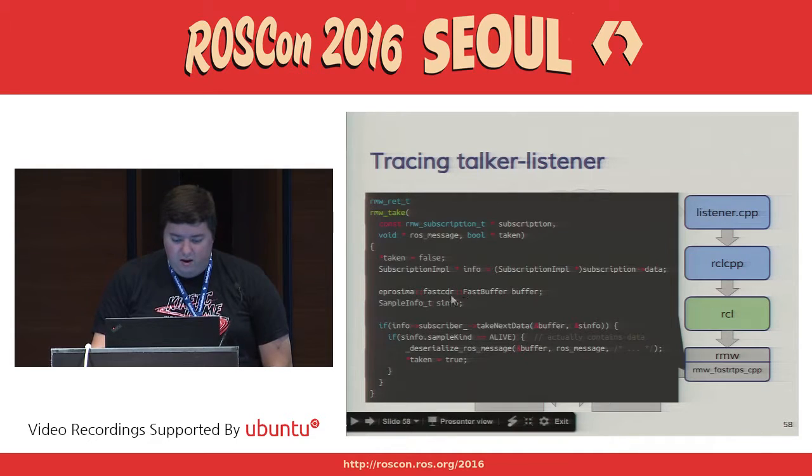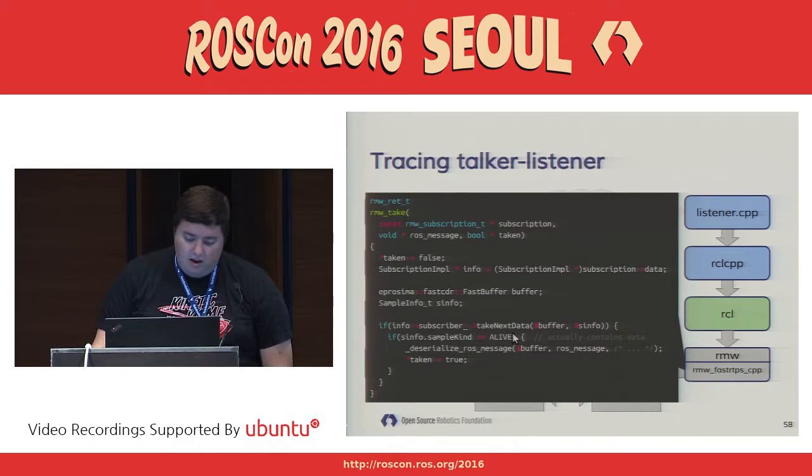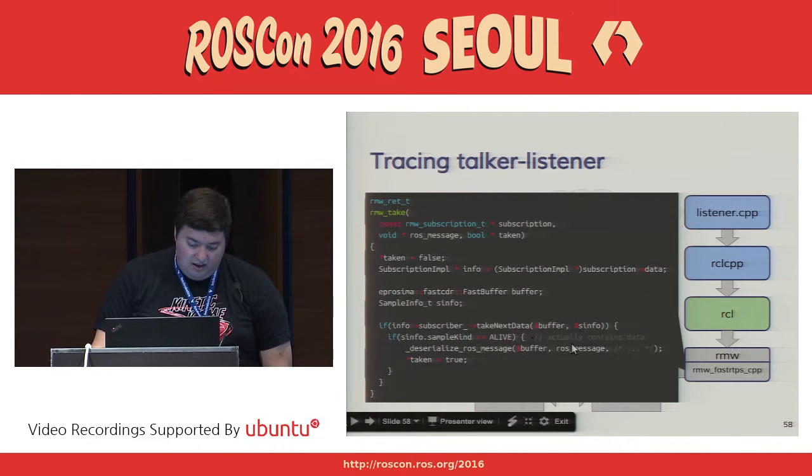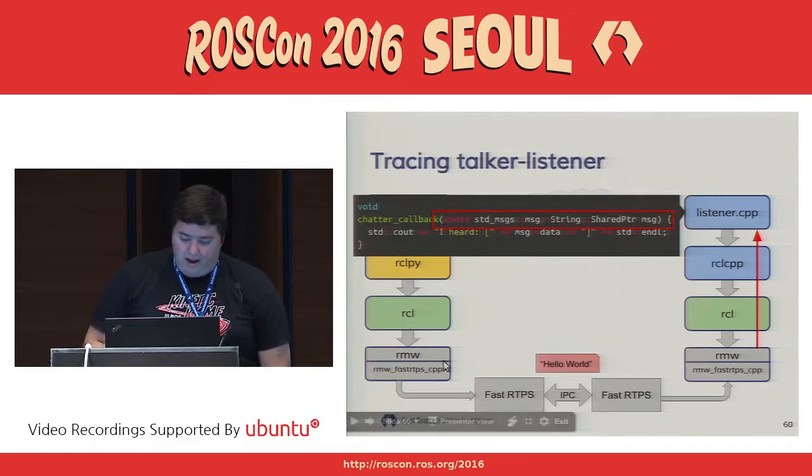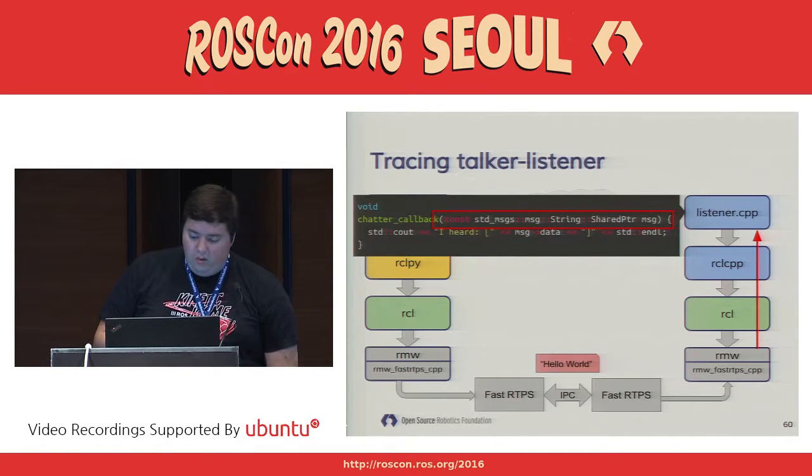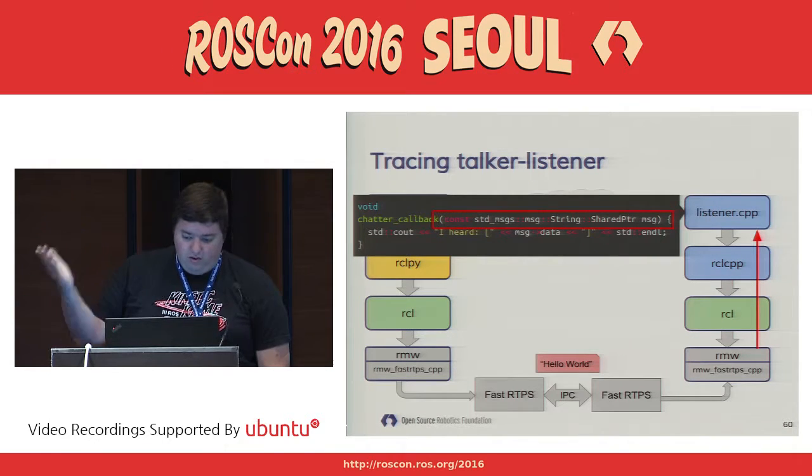Here you can see that we're creating a buffer to store the data in temporarily. This is still serialized binary. We take it from FastRTPS. This line here is where we actually take the data from FastRTPS. Then we check to make sure it actually contains data. If it does, we deserialize it and set taken to true. At this point, this is where we come back up the stack. Essentially, we've taken the data and deserialized it, and then it returns back up what we just drilled down, and eventually gets delivered to the user's callback.